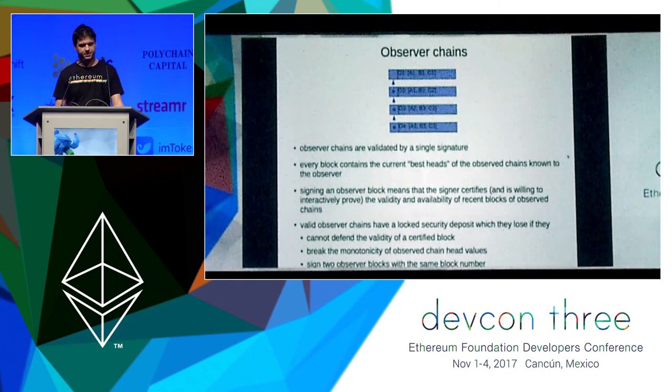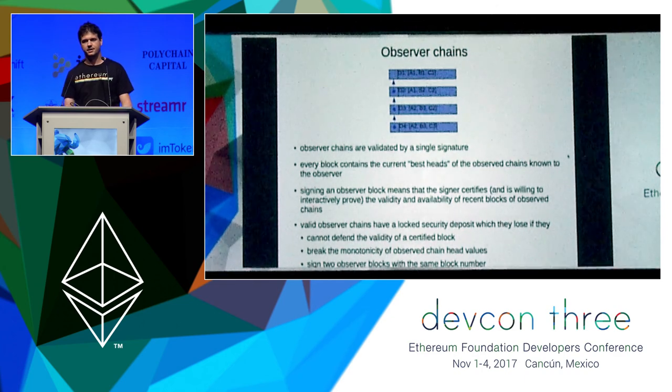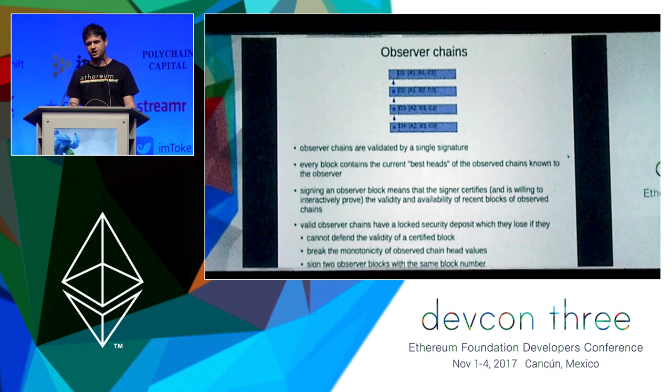And the other primitive I would like to show is called the observer chain. An observer chain belongs to a single node, a single light server, and it is also validated by a single signature. And what an observer does is that it processes multiple observed chains and creates observer blocks that contain the new latest heads of these chains.